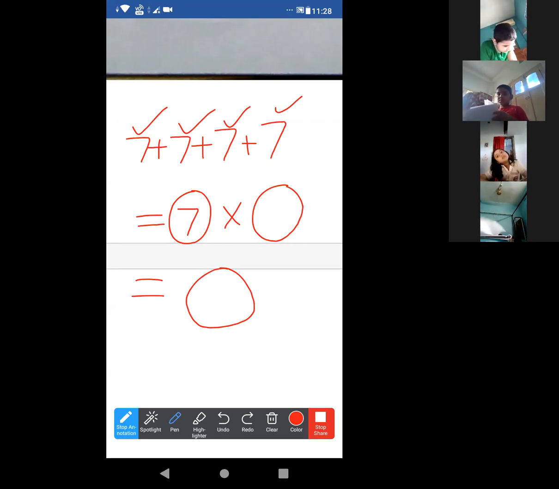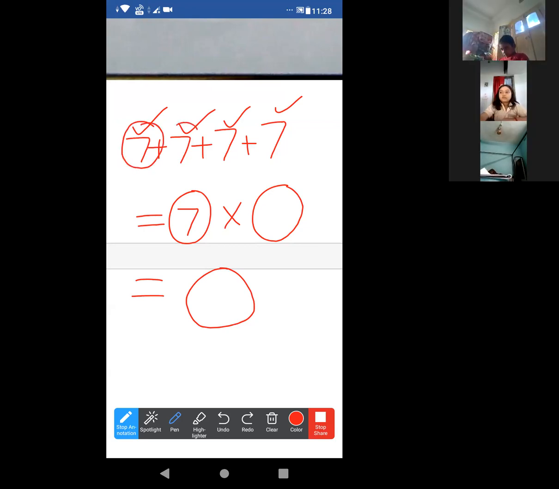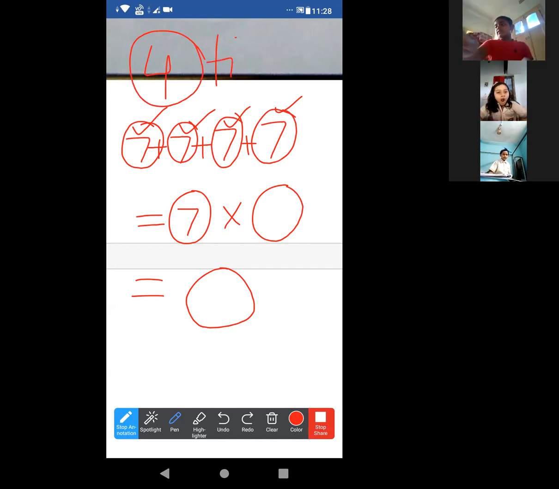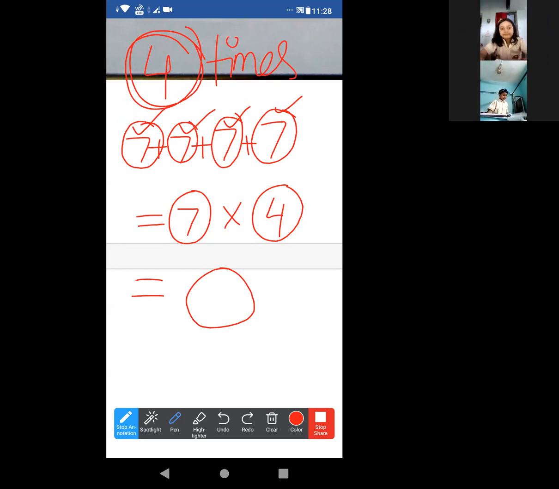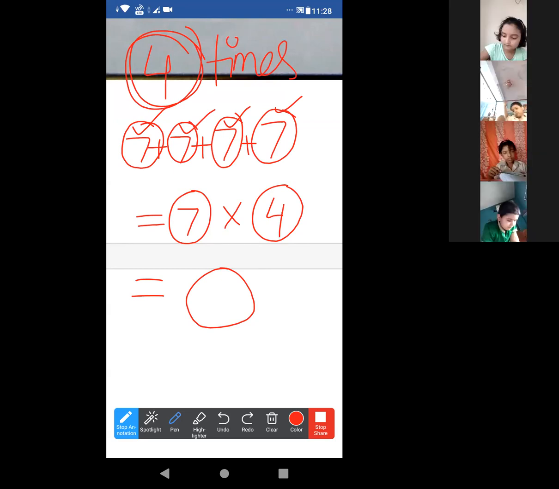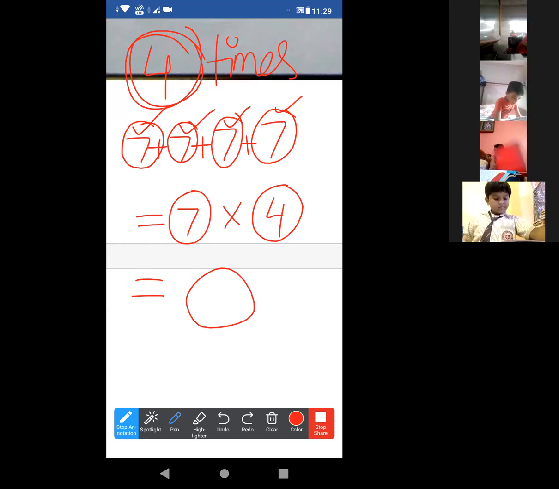Now, how many times these 7 are written? First time, second time, third time, fourth time. How many times is it written? 4 times, na? So this 4 we have to write over there in the second circle. Now is it clear? Atrika, Shuhana, now it is clear. Okay, good.